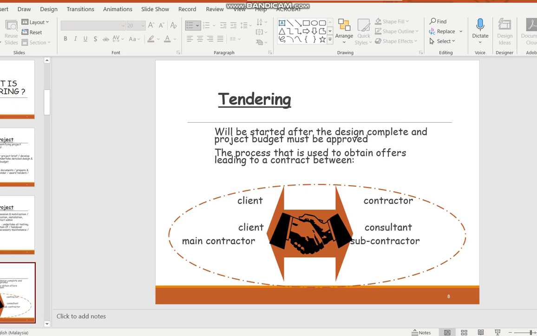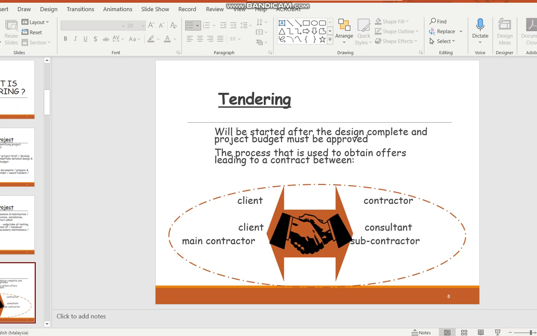Normally there will be some form of design ready and technical documents ready, and then you want to obtain their offer, and the offer has to be based on some form of approved budget and concept that has been there. It can also start as early as design, before the design is completed. Depending on the procurement strategy and the contract type, it can start early as well.